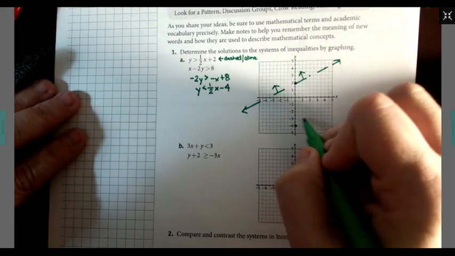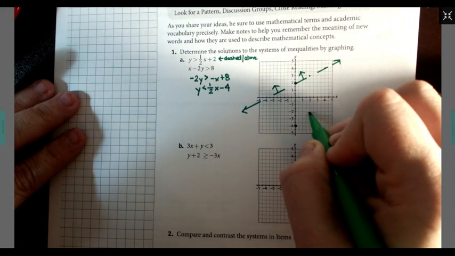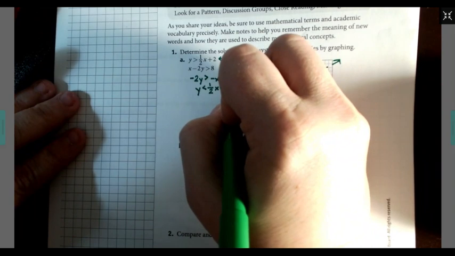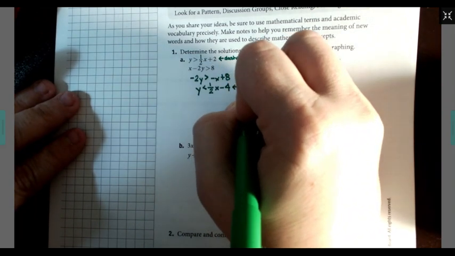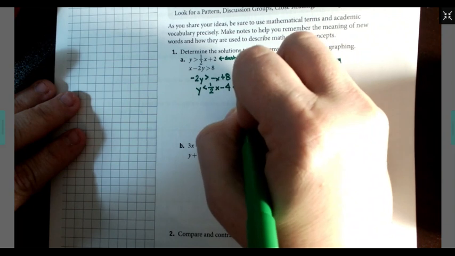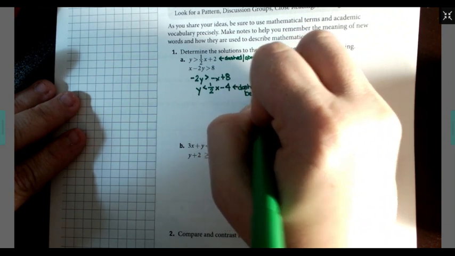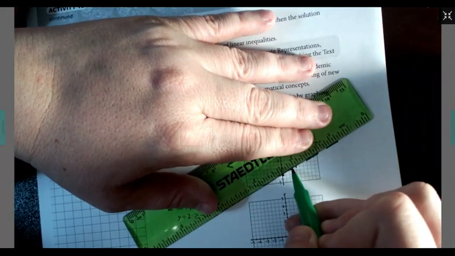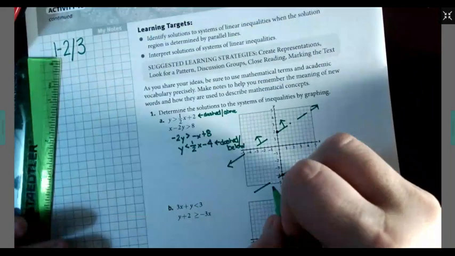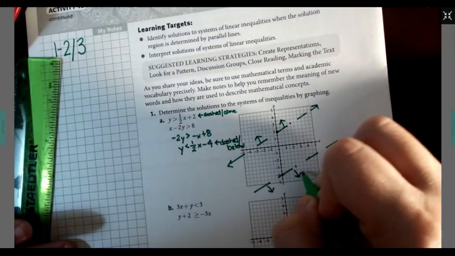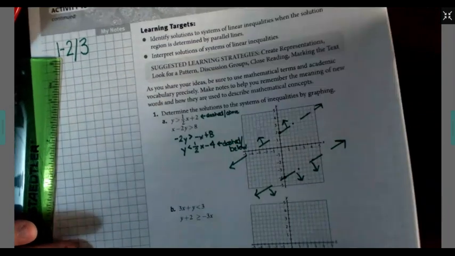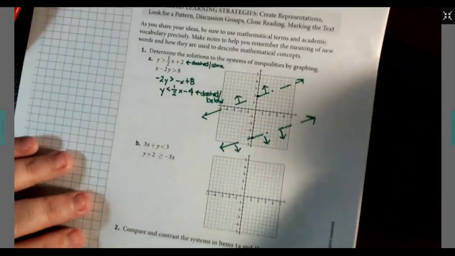We're going to rise 1, run 2. This is going to be dashed. And because now it says less than, we're going to shade below the line. So it's going to look like this, and we're going to shade here.